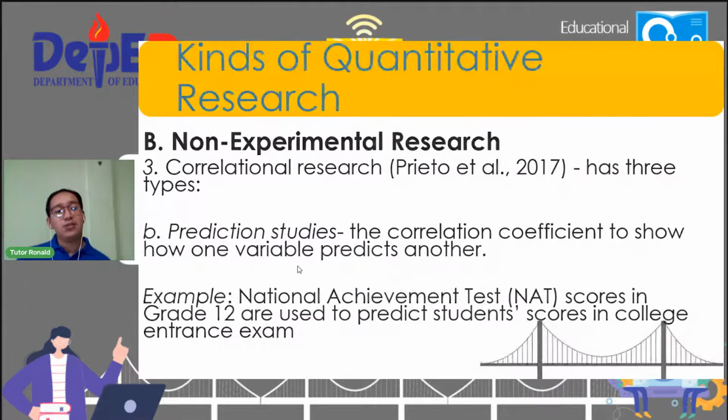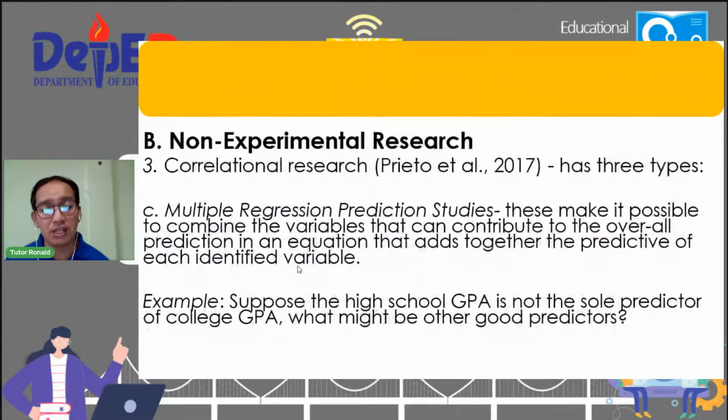And then the third correlational research is a multiple regression prediction study. These make it possible to combine the variables that can contribute to the overall prediction in an equation that adds together the predictive power of each identified variable. Kumbaga, meron pong ibang predictor or merong ibang variable na posibleng maka-apekto sa prediction, sa result ng isang prediction study.